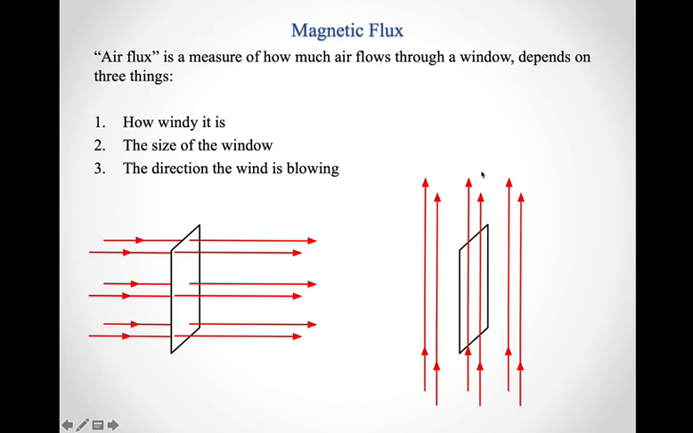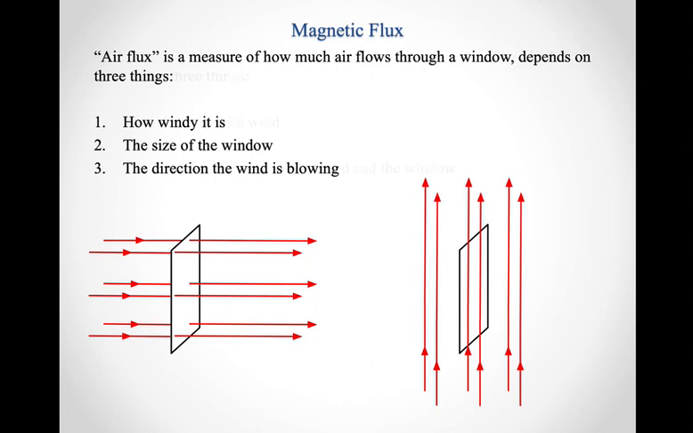And so I think what you would recognize is that I've got the same size window, I've got the same wind, but the fact that this one is blowing along the window rather than through the window means that I'm going to have a lot less air flux in this picture on the left. So that's the third thing that really matters in terms of thinking about the air flux.